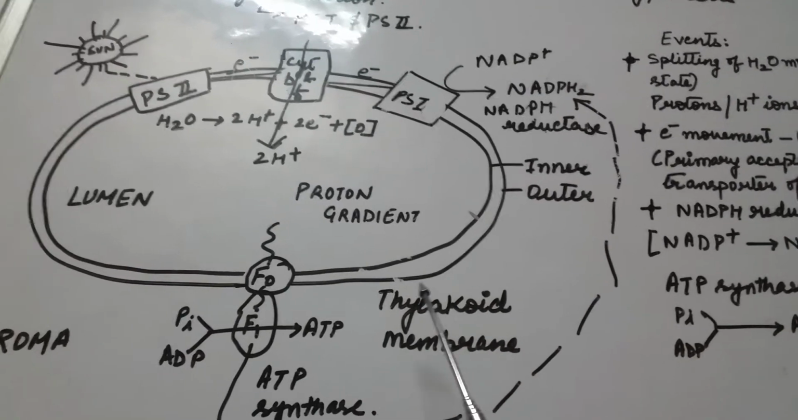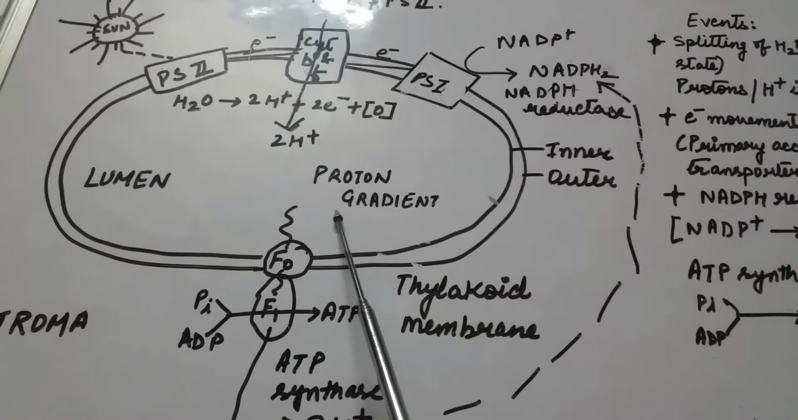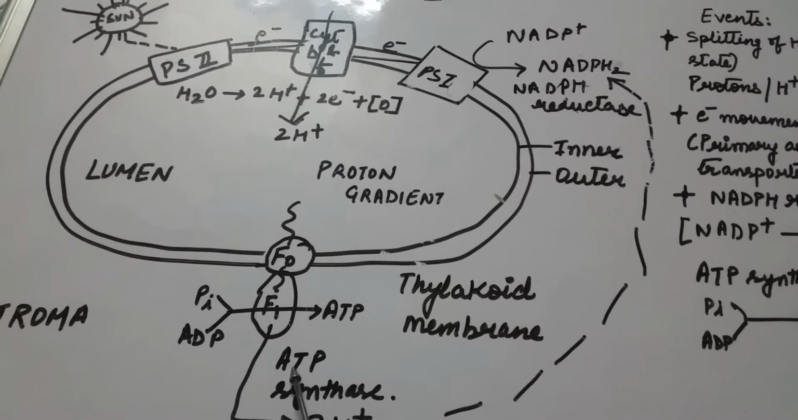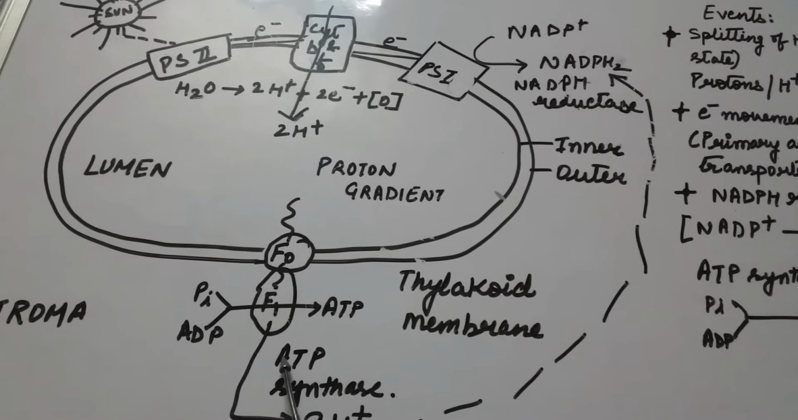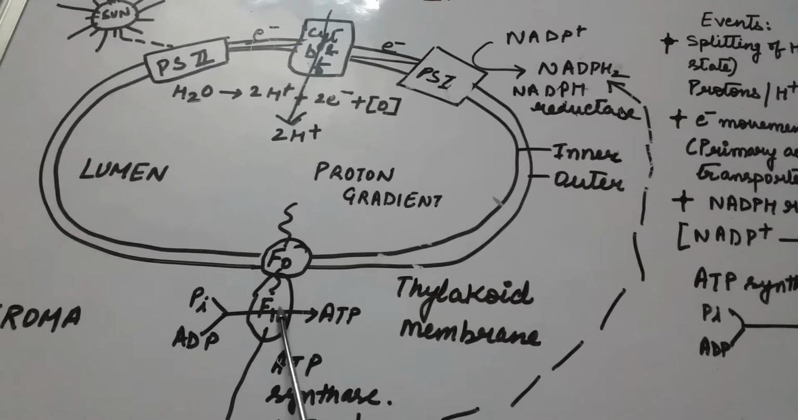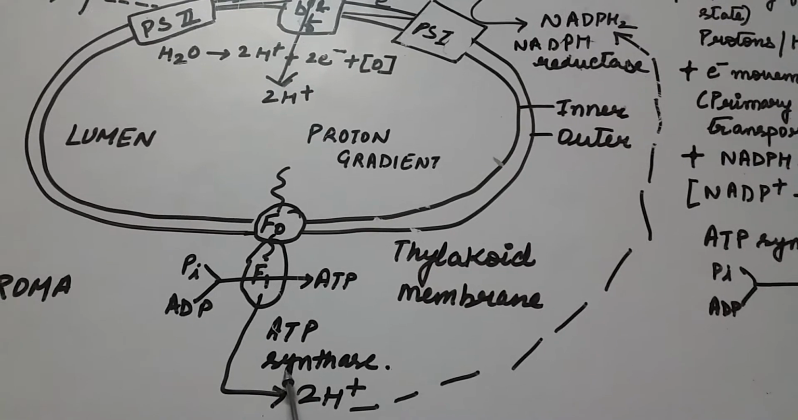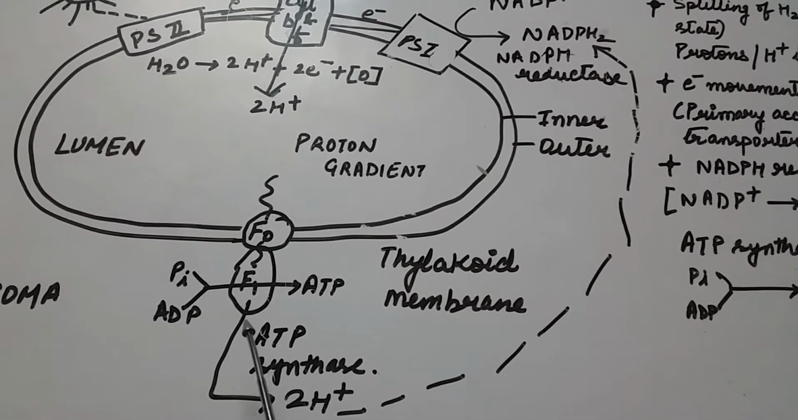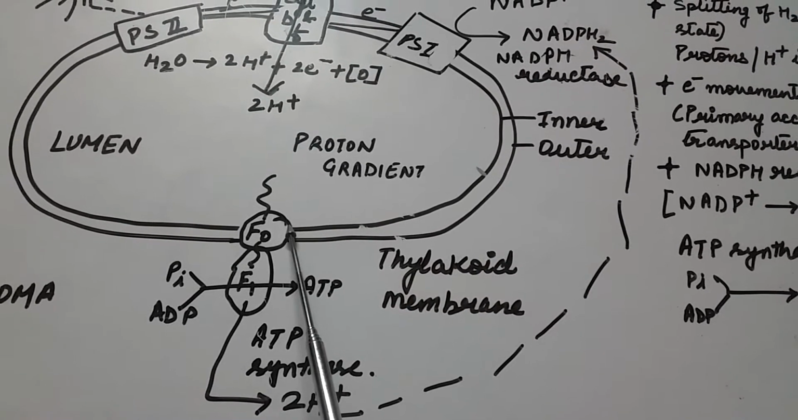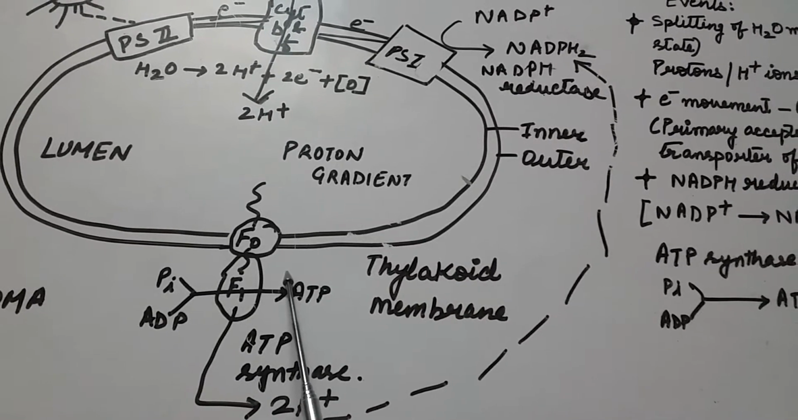Now, the hydrogen ions so formed move across the membrane to the stroma through the transmembrane channel, that is F0, F1 of the ATPase. This ATPase, or ATP synthase enzyme, consists of two parts. One is F0, which is embedded in the membrane and forms a transmembrane channel that facilitates the diffusion of protons across the membrane.